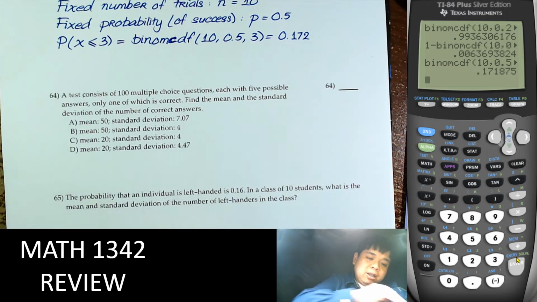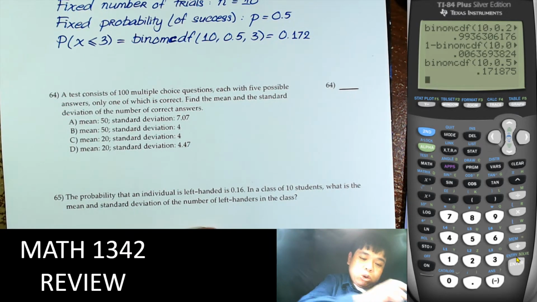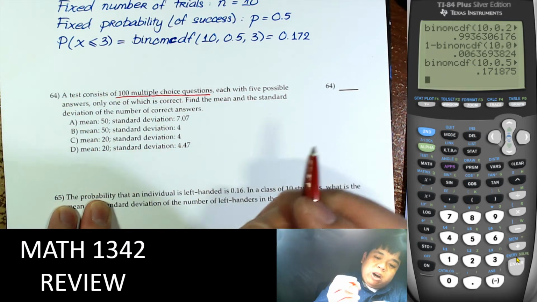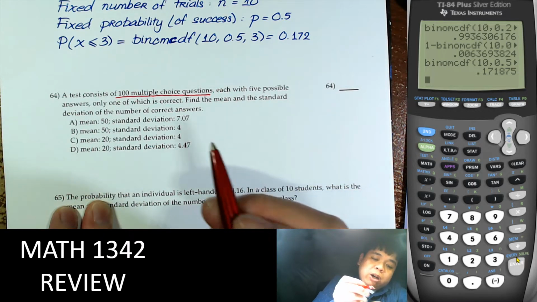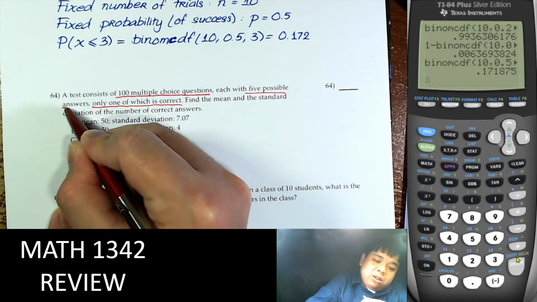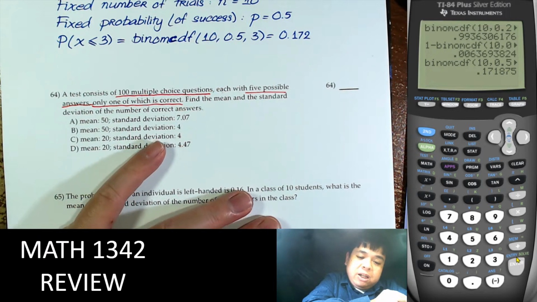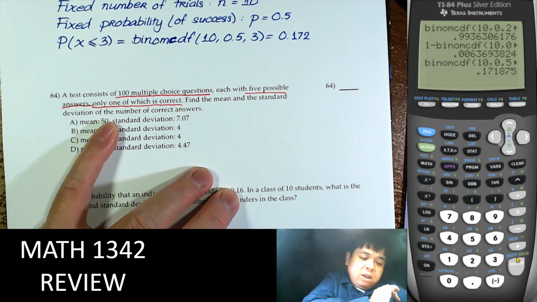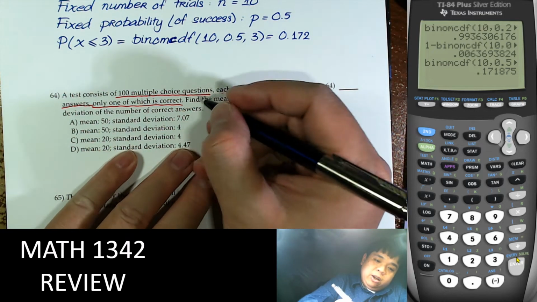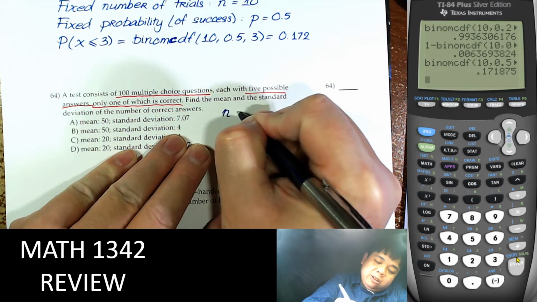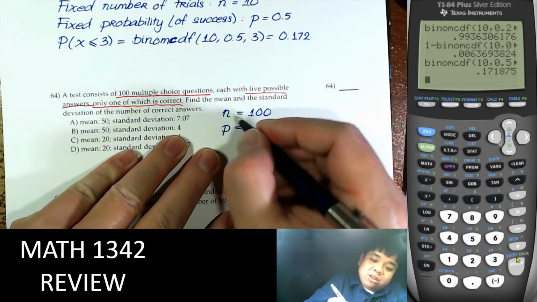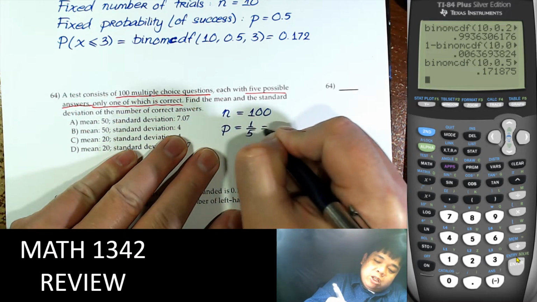Right. Next, a test consists of 100 multiple choice questions. So that's a fixed number of trials, each with 5 possible answers and only 1 correct. Find the mean and the standard deviation of the number of correct answers. Right, so again, we have a fixed number of trials, in this case 100, and the probability of guessing the right answer is 1 out of 5, which is 0.2.